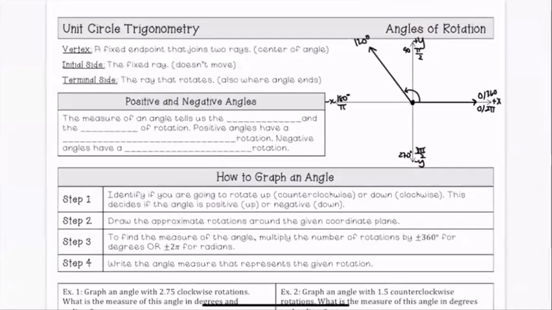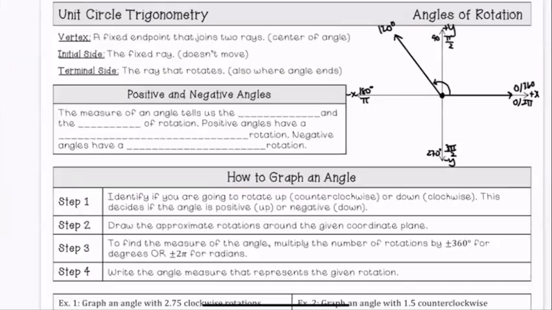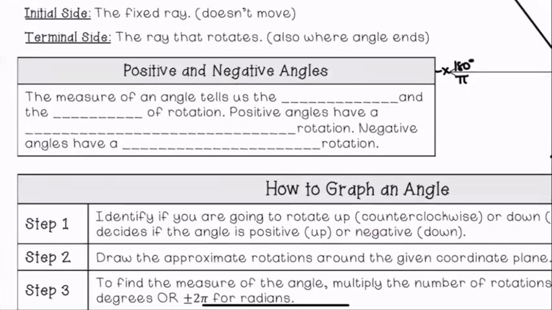Next, it says positive and negative angles. Your angles, since they're just rotating, can be positive and negative. The thing that can't be positive and negative is a distance and a direction. So looking here, it says the measure of an angle tells us the blank and the blank of rotation. That's going to be magnitude and direction. Magnitude is how far around it goes, so the total rotation. Sorry, I'm a silly goose. Direction, not distance. I apologize. If it's going in a positive or negative direction.